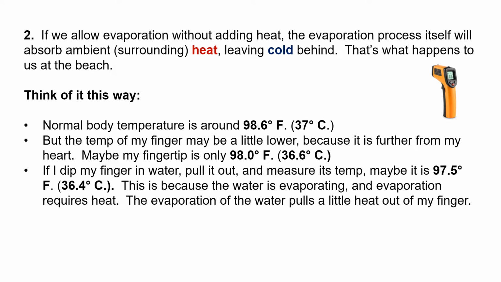Think of it this way. Normal body temperature is around 98.6 Fahrenheit, but the temperature of my finger may be a little lower because it is further from my heart. Maybe my fingertip is only 98.0. If I dip my finger in water, pull it out, and measure its temperature, maybe it's 97.5. This is because the water is evaporating, and evaporation requires heat. The evaporation of the water pulls a little heat out of my finger.